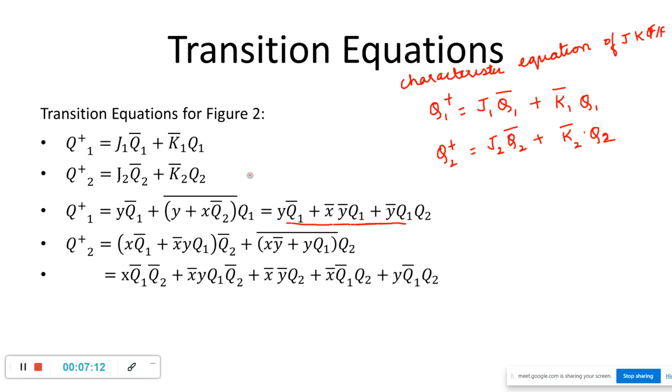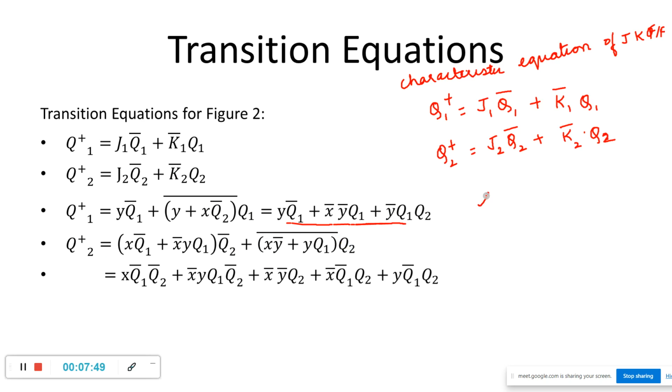Okay, so what did you do in this slide? In this slide, the excitation expressions of J1, K1 are substituted into this. J1 equal to Y, you wrote this. K1 equal to, what is the expression you have written here? Take a bar of it into Q1. Simplify this expression, you will get this expression Q1 plus. Next, Q2 plus is equal to X, that is J2, you have to substitute J2 here into Q2 bar plus K2. Substitute K2 here, take the bar of it into Q2.